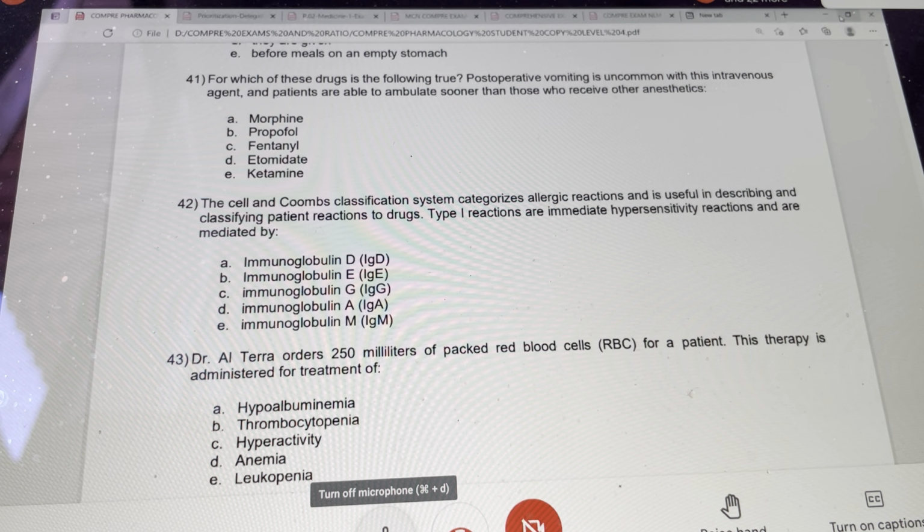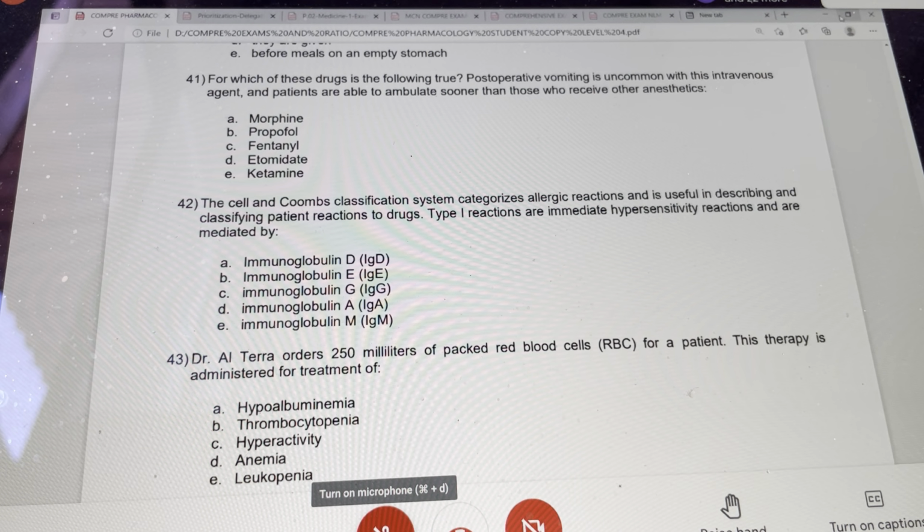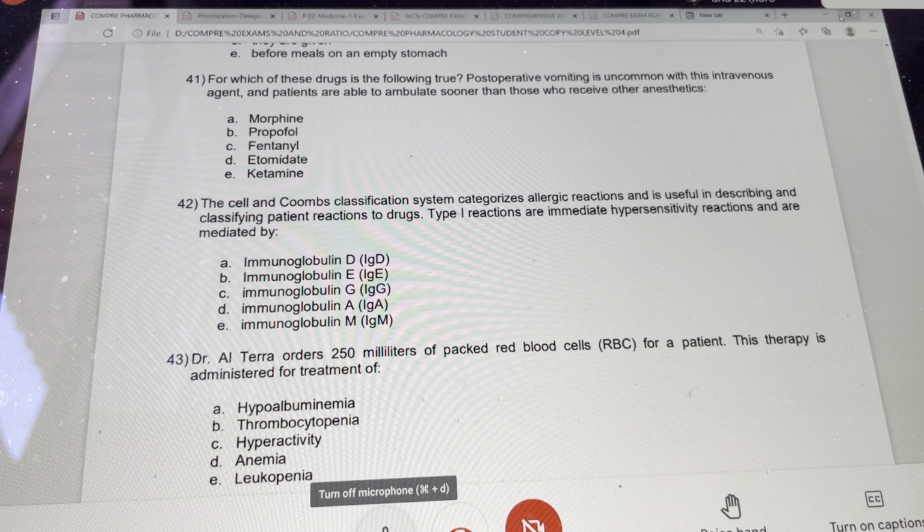Propofol. Okay, letter B. The answer here is propofol. Take this down if you are writing your notes. Propofol has an anti-emetic property. Thus, post-operative vomiting is uncommon upon using this intravenous anesthesia. It is also the anesthesia of choice for ambulatory surgery. So, the best choice here in number 41 is letter B.